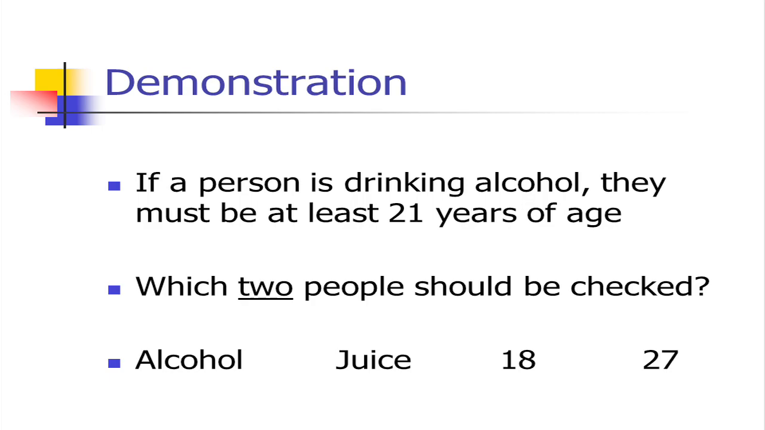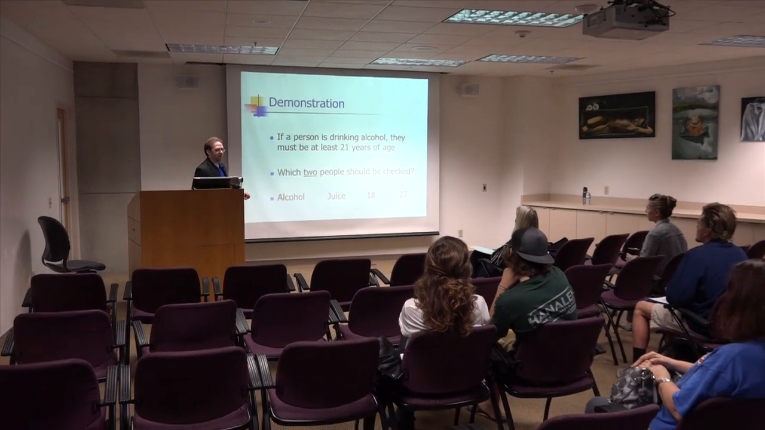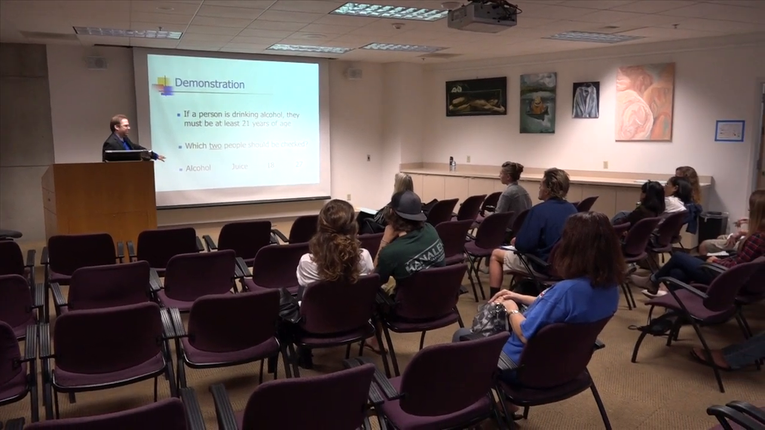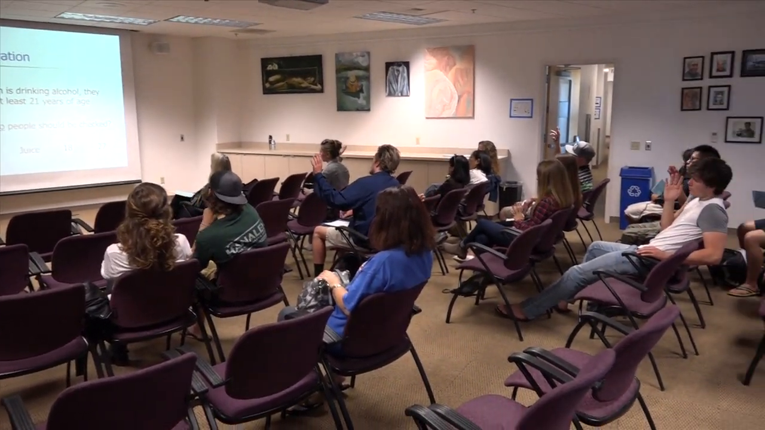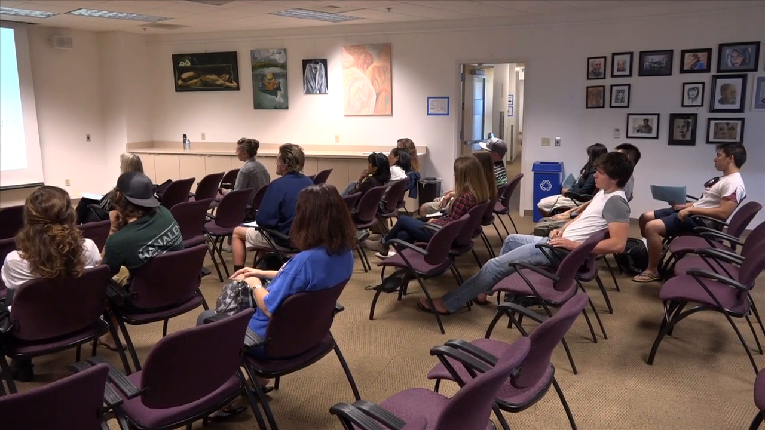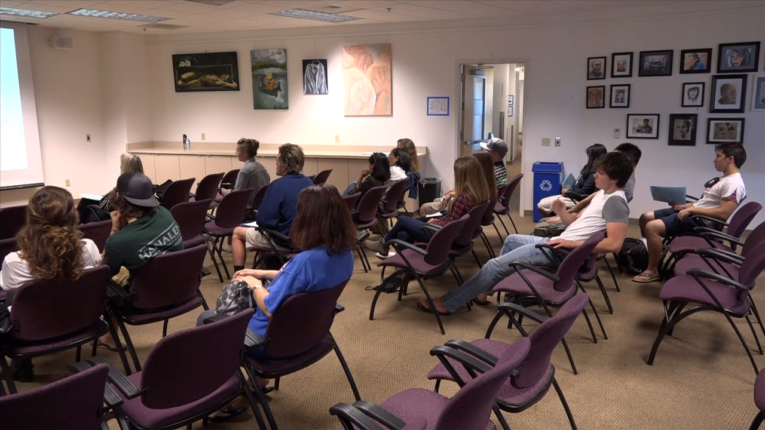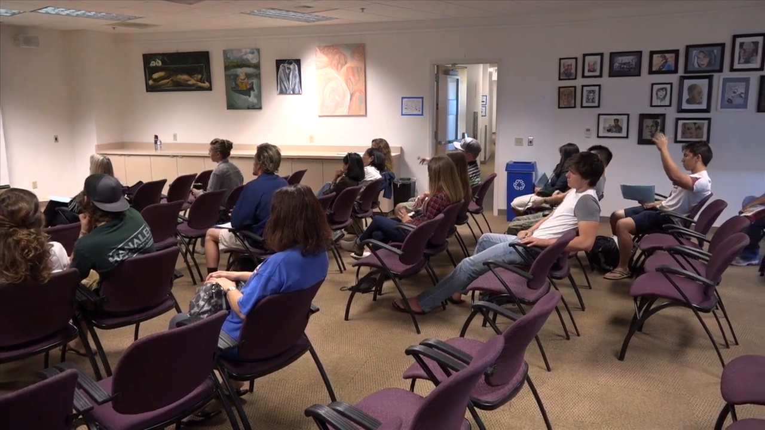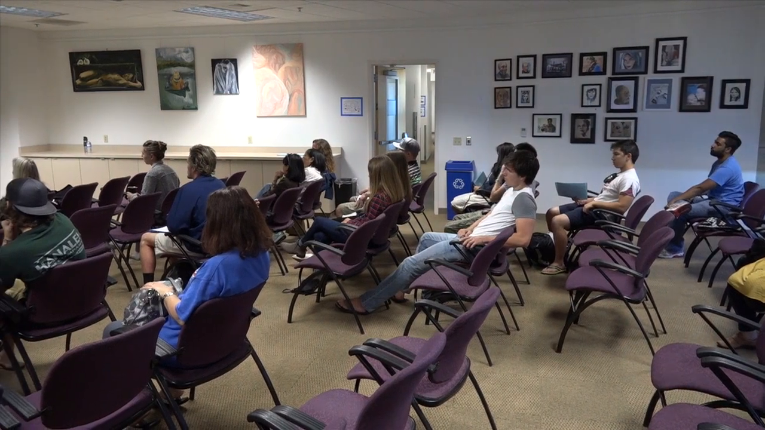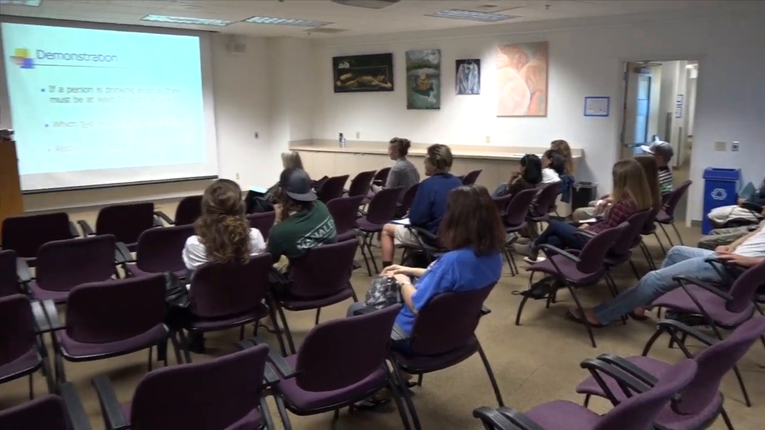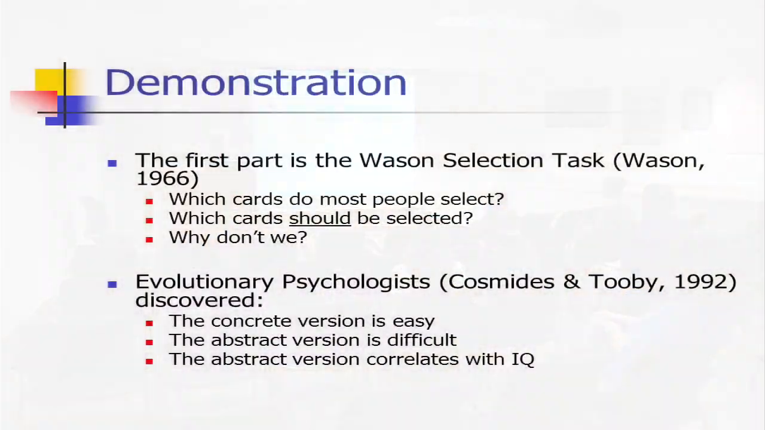And so we have these four people. One of them is drinking alcohol. One of them is drinking juice. One of them is 18 years old. And one of them is 27 years old. Okay, so again, by show of hands, how many people want to check the age of the person who's drinking alcohol? How many people want to check the age of the person who's drinking juice? How many people want to look at the drink that the 18-year-old is drinking? How many people want to look at the drink that the 27-year-old is drinking? Okay? So these questions are actually the same question. The first part is what's called the Wason selection task.